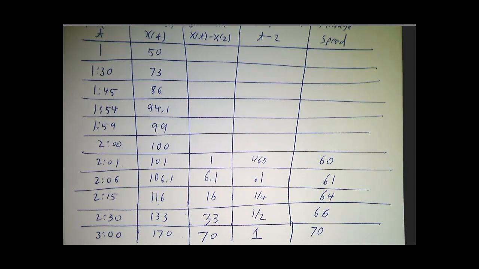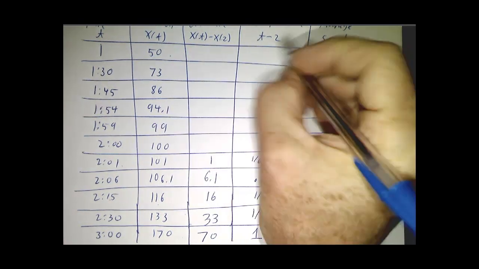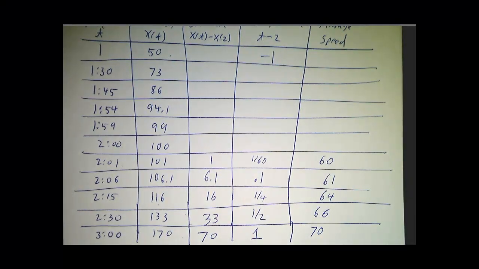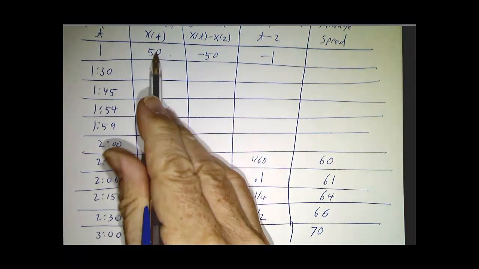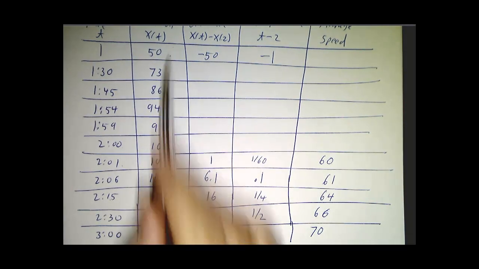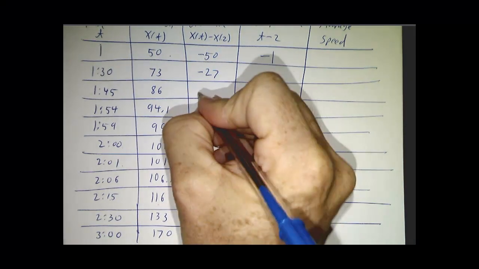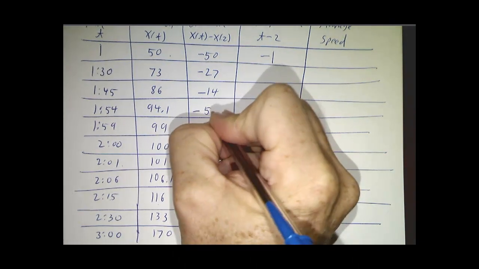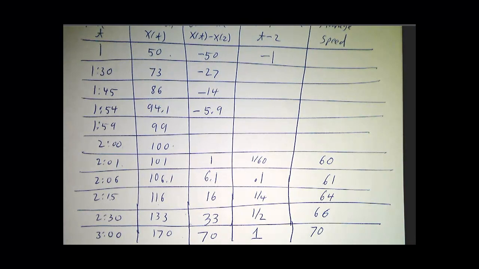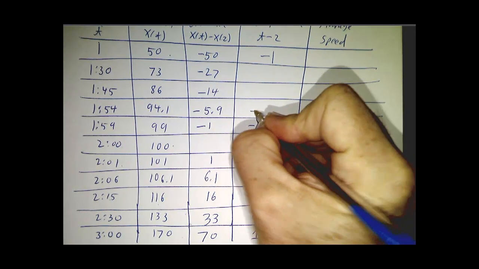Now you can do the same thing by looking in the past. In the last hour, an hour ago, -1 hours from now, you were -50 miles ahead. In other words, you were 50 miles behind where you were now. -27 miles half an hour ago. -14 miles a quarter of an hour ago. -5.9 miles 6 minutes ago. -1 mile 1 minute ago. We can fill in the rest of the table.